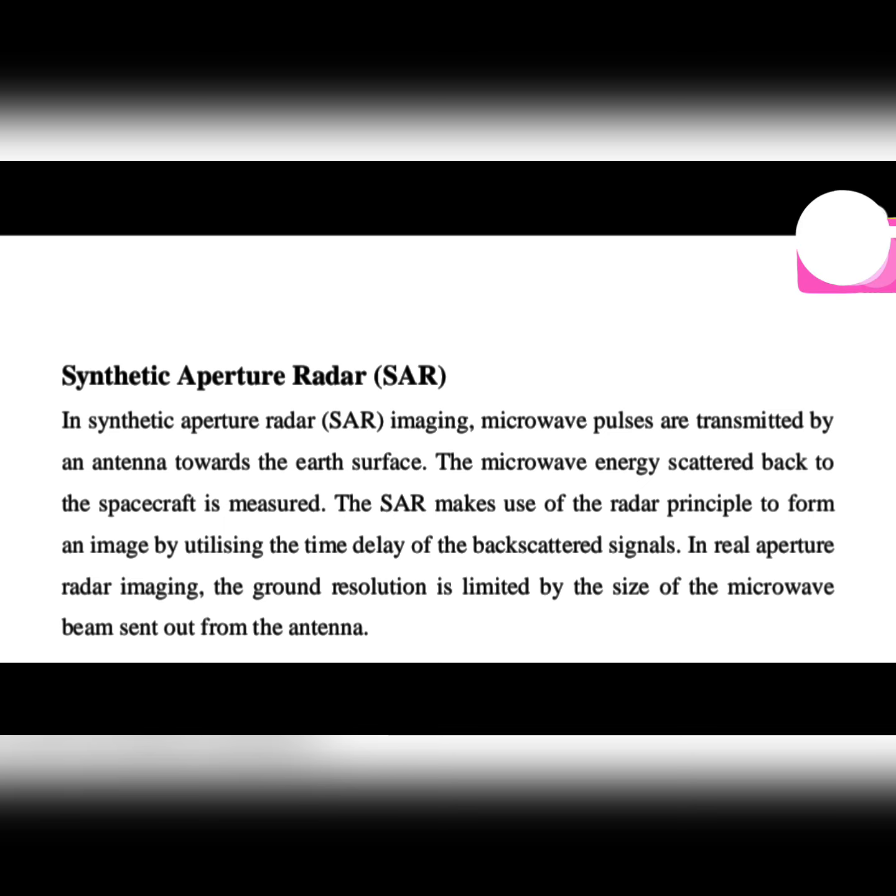In synthetic aperture radar imaging, microwave pulses are transmitted by an antenna towards the Earth's surface. The microwave energy scattered back to the spacecraft is measured. The SAR makes use of the radar principle to form an image by utilizing the time delay of the backscattered signals. In real aperture radar imaging, the ground resolution is limited by the size of the microwave beam sent out from the antenna.